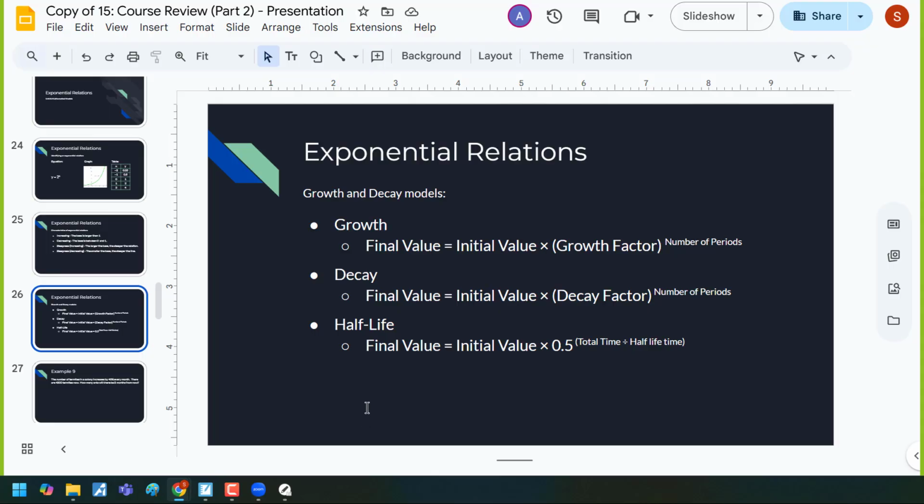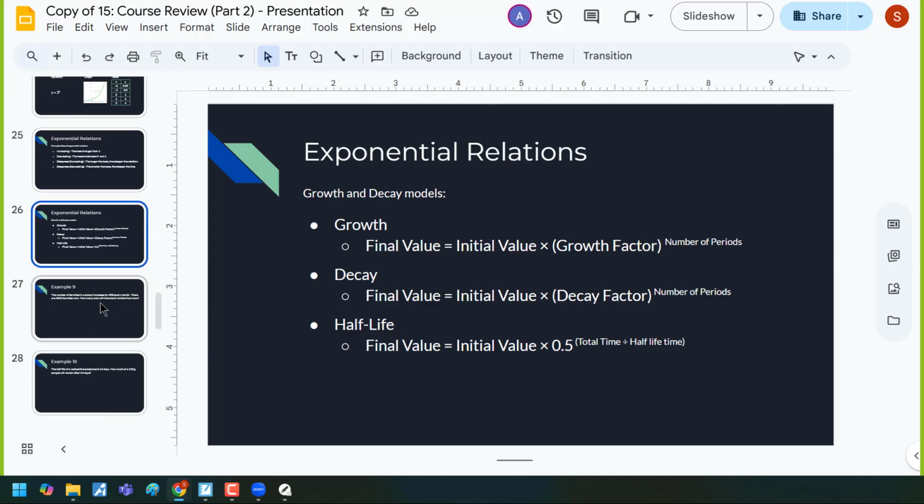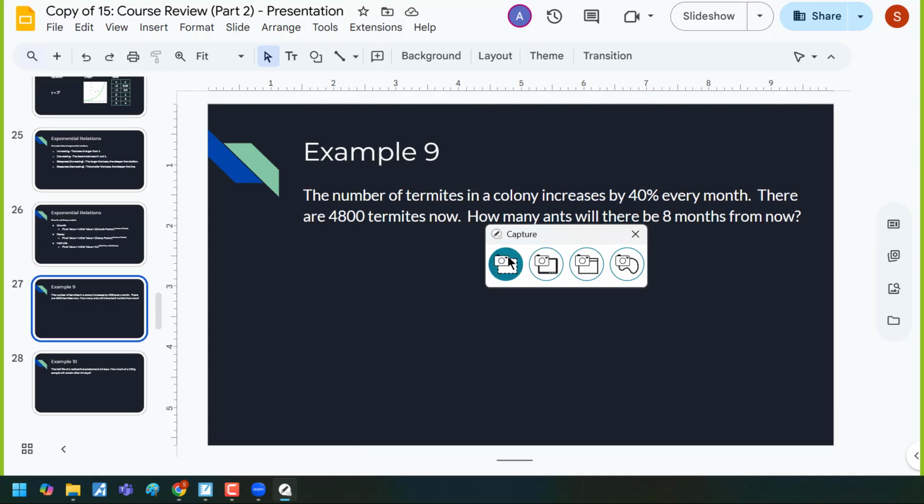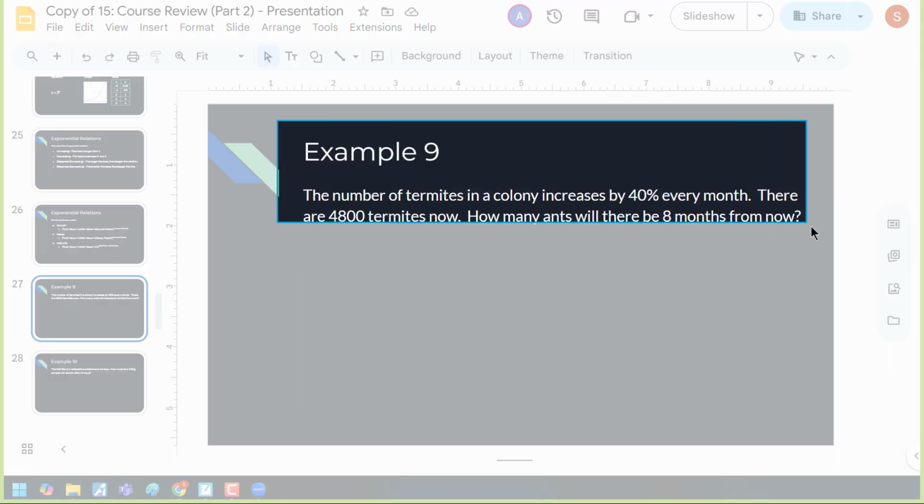Here we have exponential relations. We have growth: final value equals initial value times growth factor to the exponent number of periods. Decay is the same thing, except instead of a growth factor we have a decay factor, and then half-life is just the initial value times 1/2 or 0.5 to the exponent total time divided by half-life time. All of this we went over in depth in the units. Once again, this is just a quick summary.